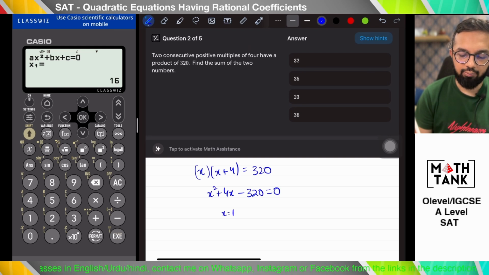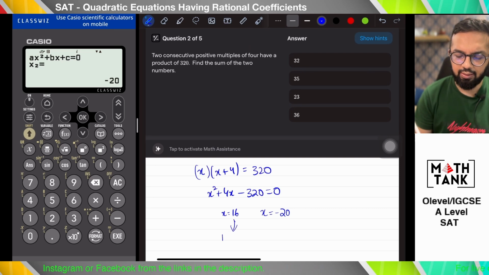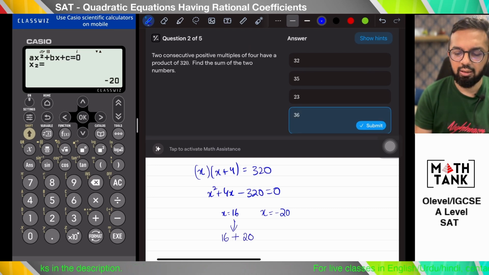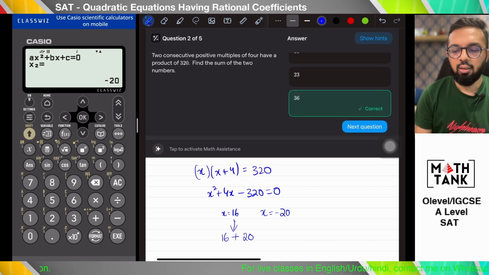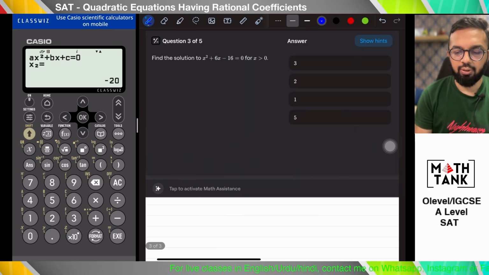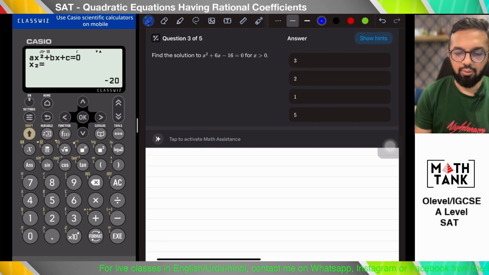So I get 16 and minus 20. Of course, it says positive multiples, so I'm going to take 16 and 20 as the consecutive multiples. If I add them up, I get 36. It says find the sum of the two numbers. So that's 36.